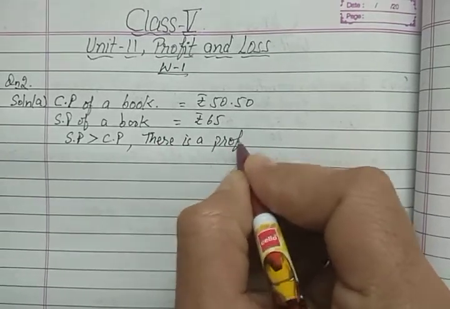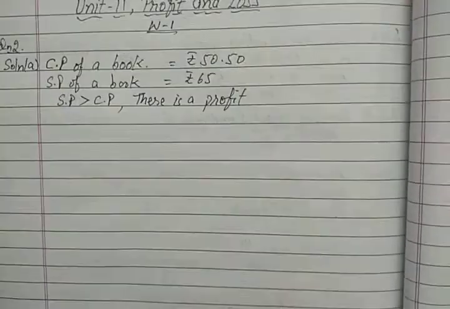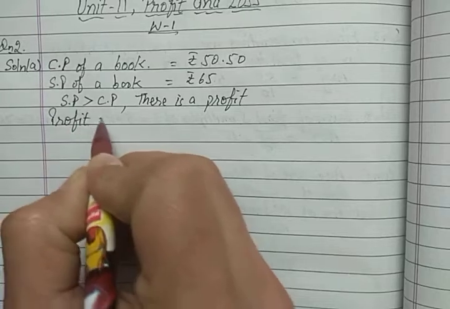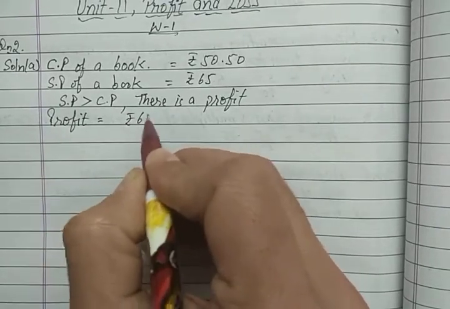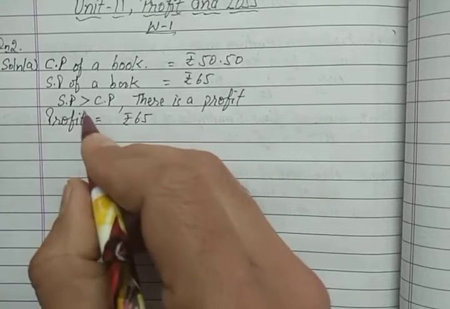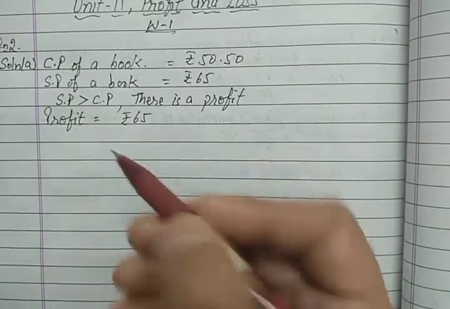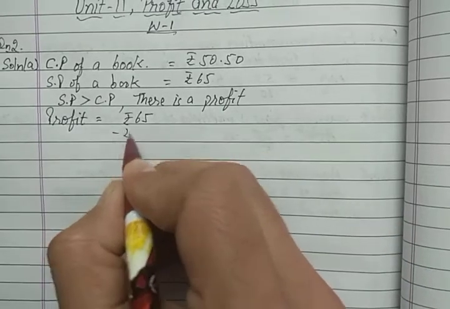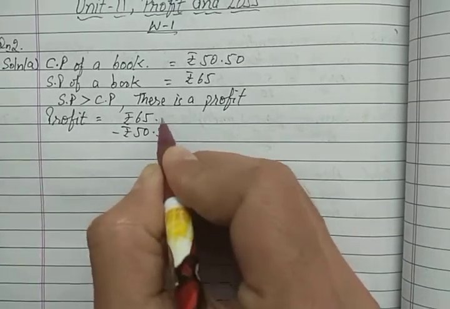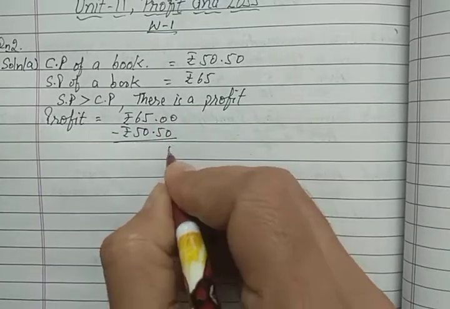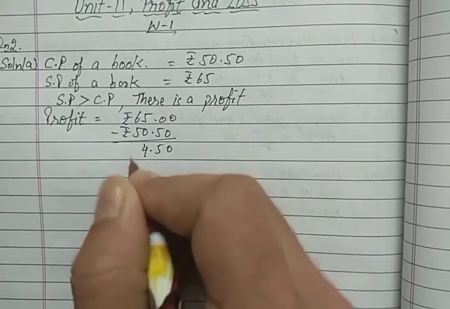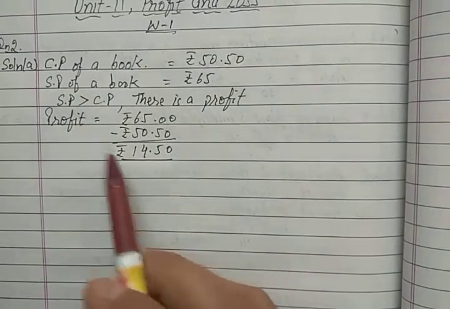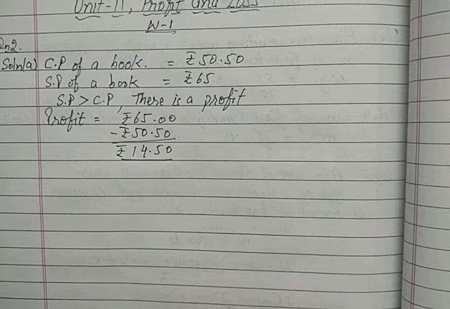So here SP, selling price, is greater than the cost price, so there is a profit. And to find out the profit, what we have to do is find the difference. So profit is equal to rupees 65, or you can say that to find profit we have to subtract: selling price minus cost price. So rupees 65 minus rupees 50 and 50 paise, right? Subtract it. So what is left is 14 rupees 50 paise. So there is a profit of 14 rupees 50 paise.